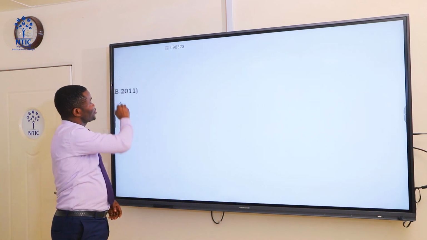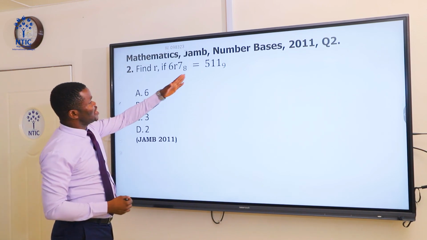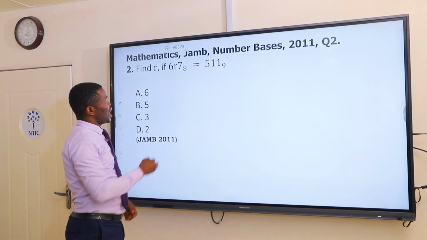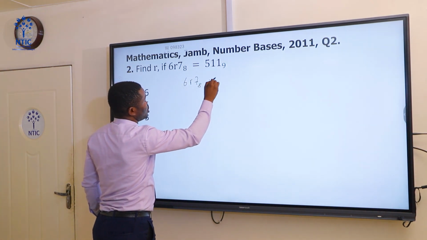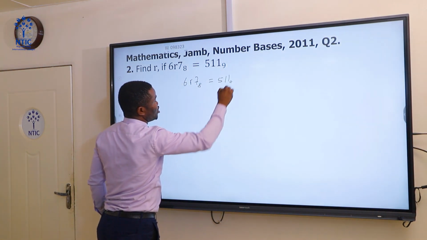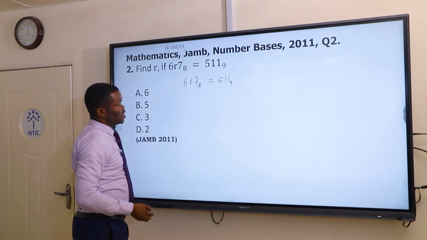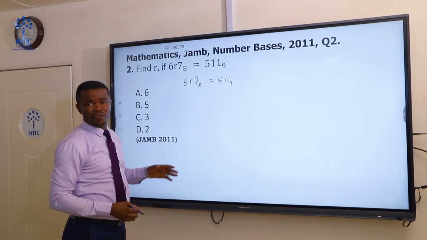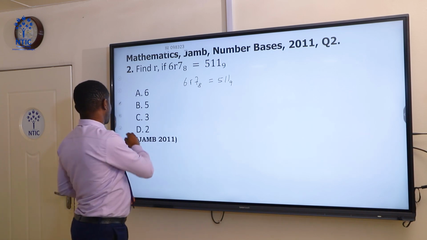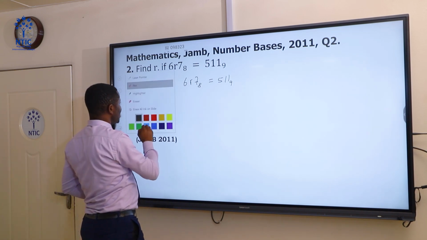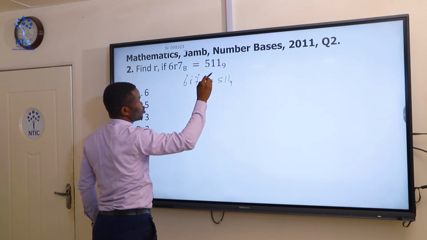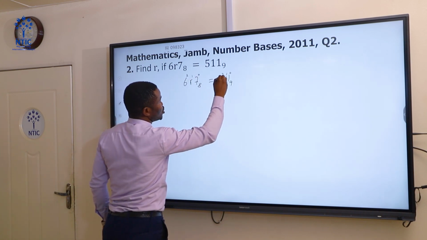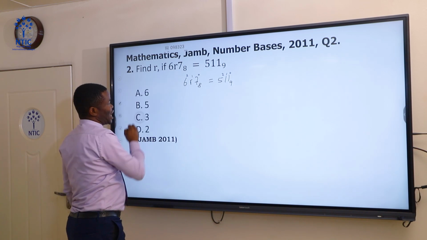Next question. This is just like the first one. 6r7 base 8 is equal to 511 base 9. None of them is in base 10. So what we do, try to convert all of them to base 10 by assigning superscripts. This is 0, 1, 2. This is 0, 1, 2. So we can expand now.